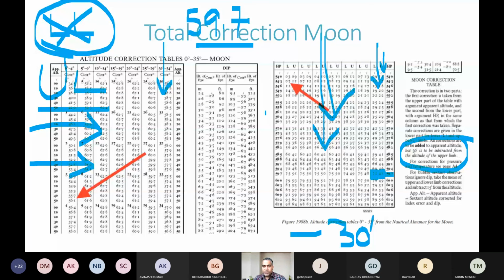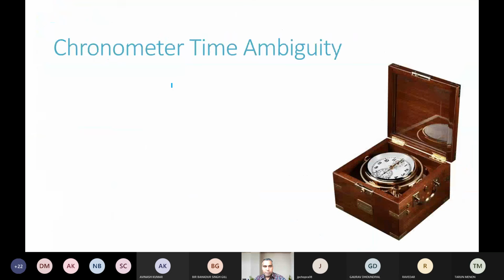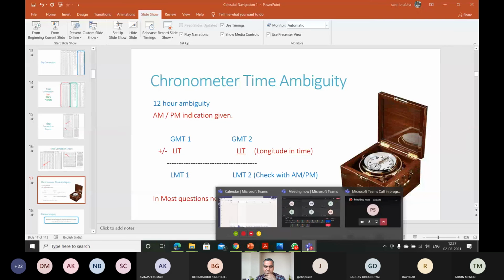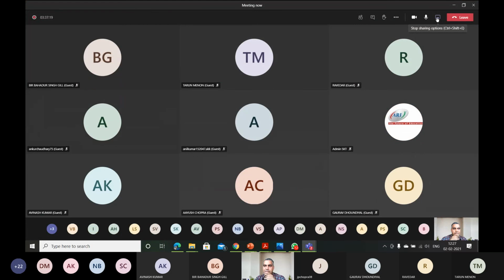So let's take a break here, and after the break, we proceed further. Chronometer time ambiguity, date ambiguity, and all this small stuff we will see. Okay, so let's be back at about 45.